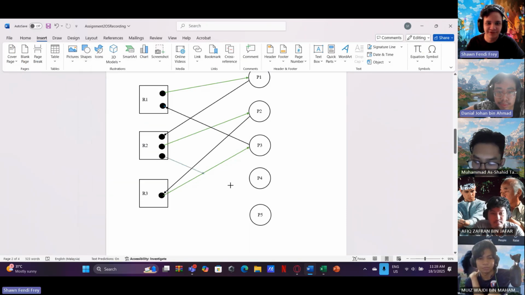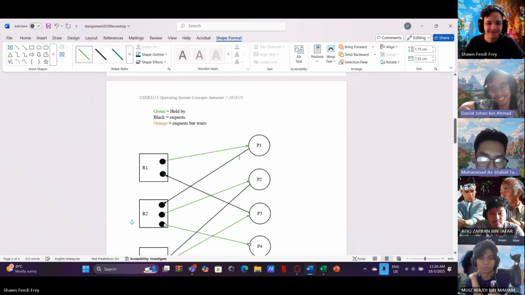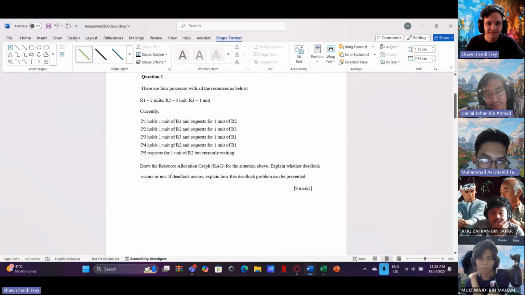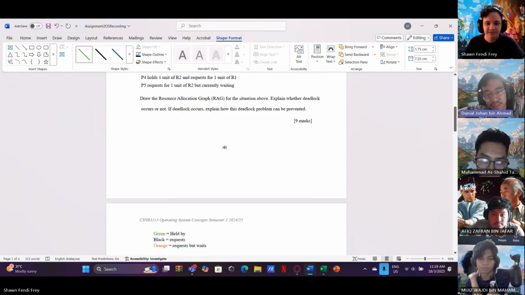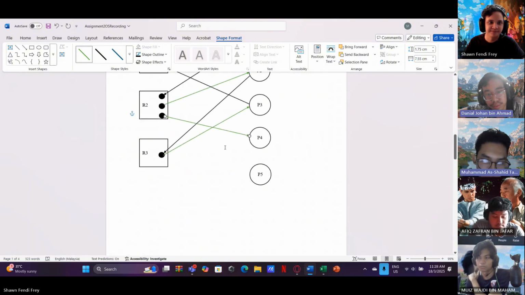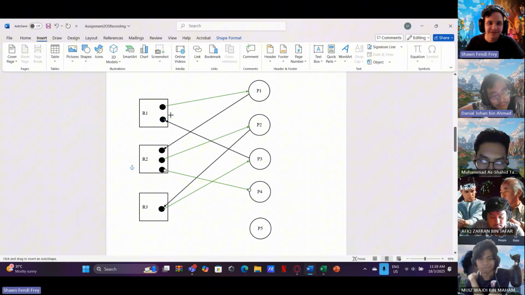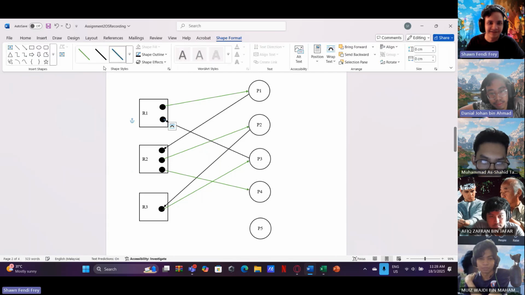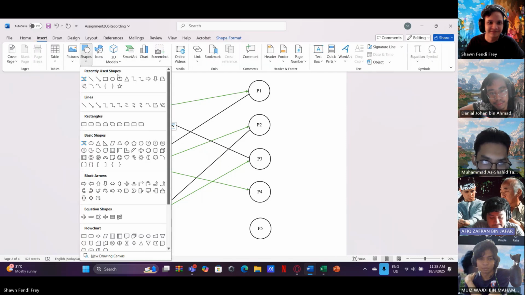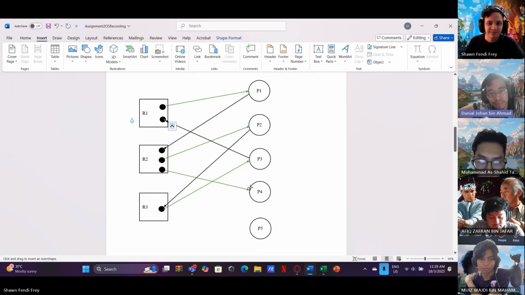Then P4 to R1, with the black arrow, as a request. P4 to R1.